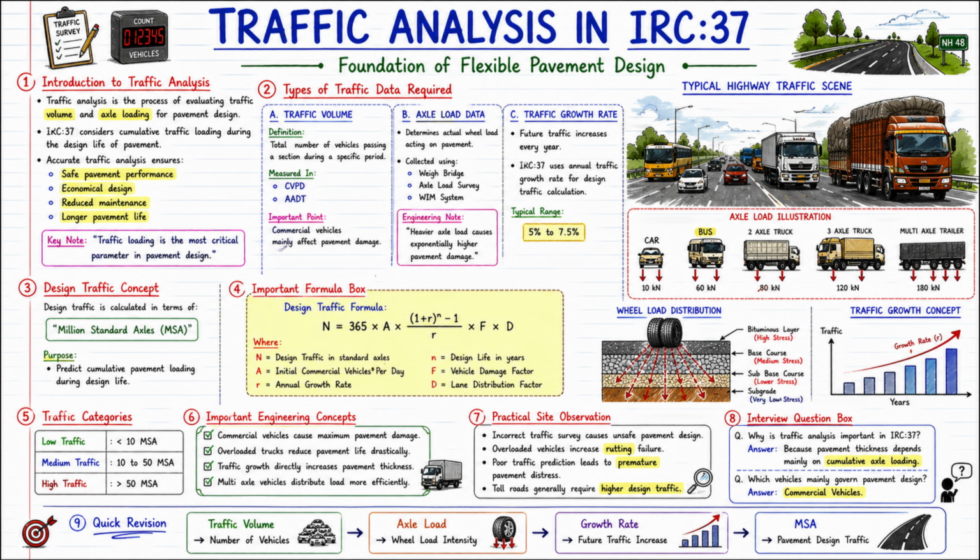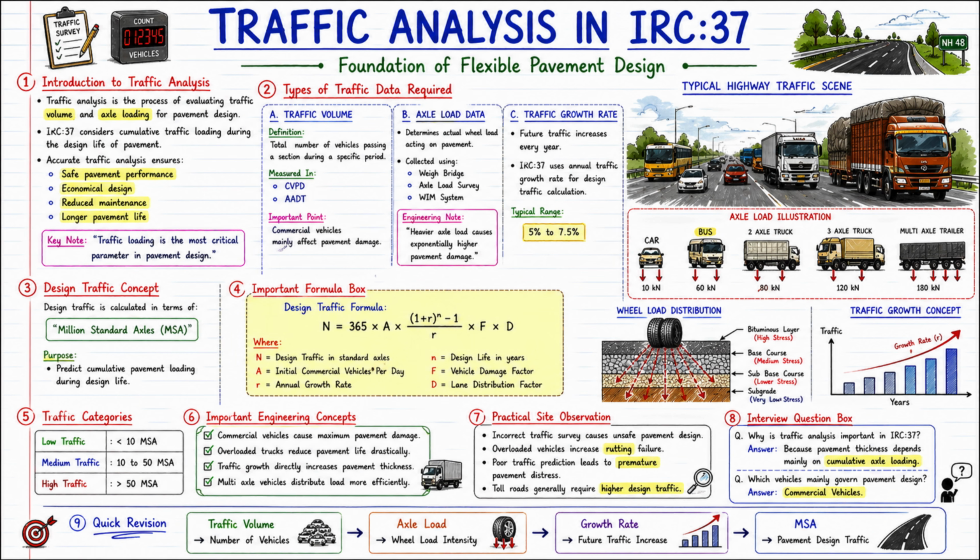CVPD, AADT. CVPD: commercial vehicles per day. That means how many commercial vehicles are running daily. AADT: annual average daily traffic. The average daily traffic for the entire year. Now see the important points below.